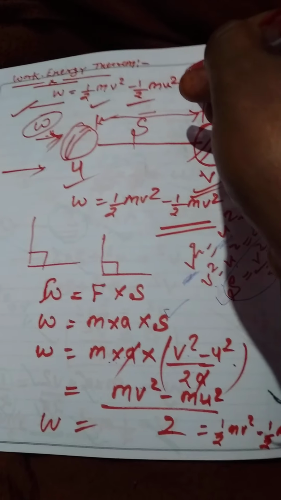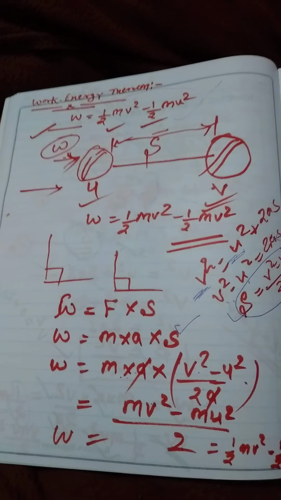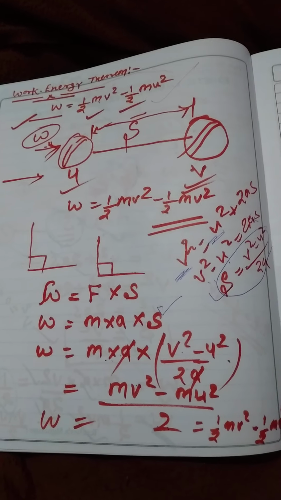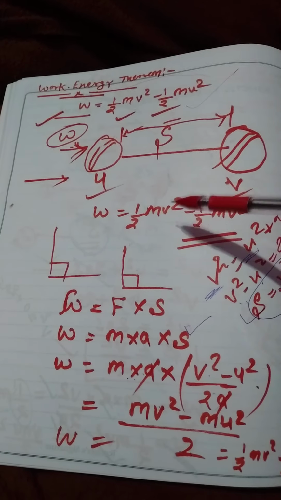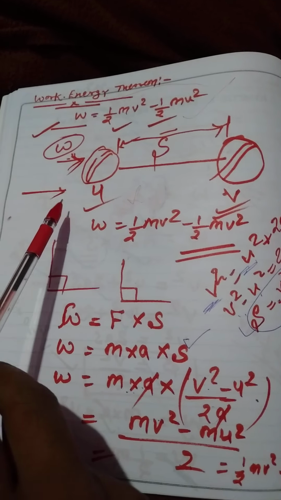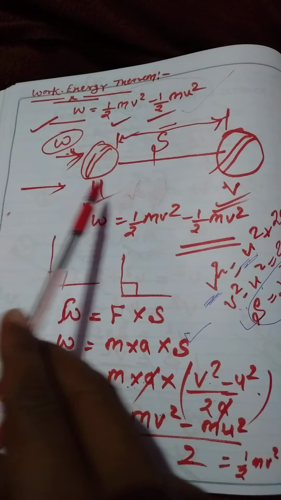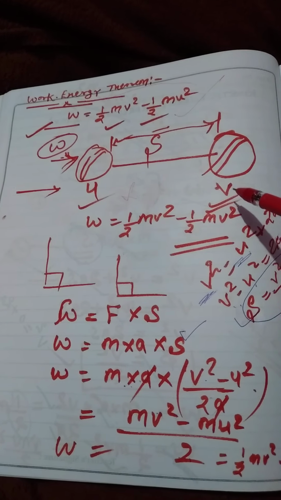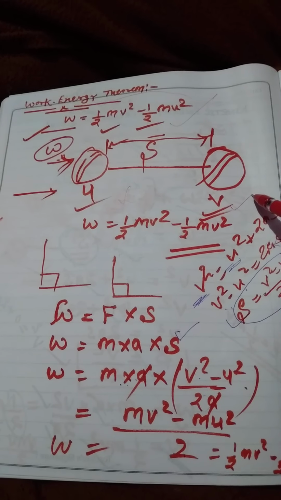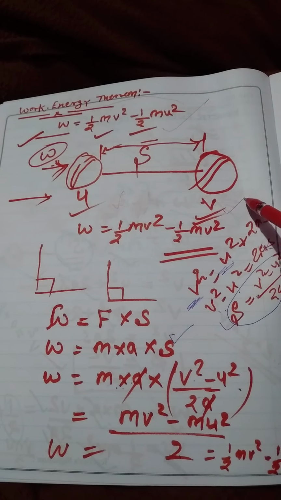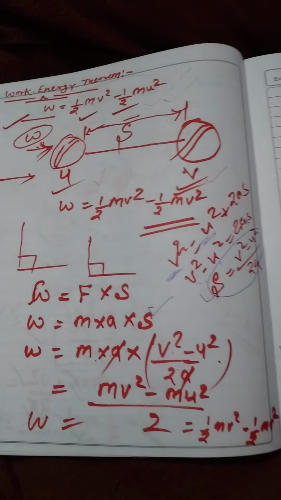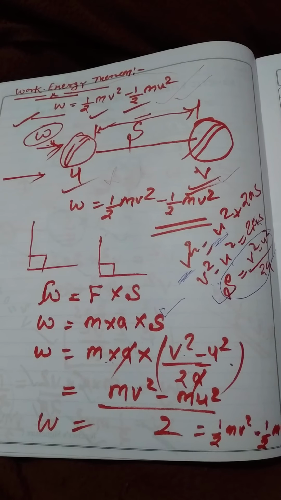Dear students, we have to prove this: 1/2 mv² minus 1/2 mu². Suppose any object is moving with velocity u at first, and when we apply a force on the object, after traveling distance s, the object moves with velocity v. Our main purpose is to derive the expression of the work energy theorem, 1/2 mv² minus 1/2 mu².